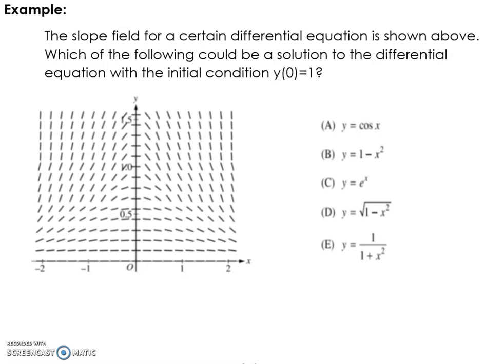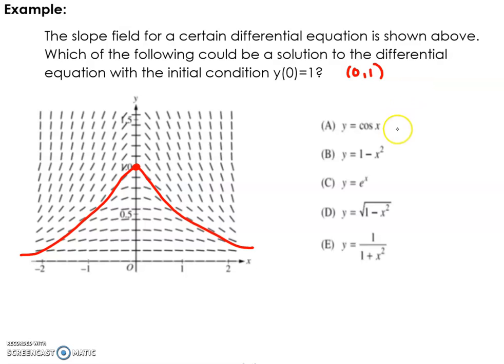Okay, and this last example, the slope field for a certain differential equation is shown below. Which of the following could be a solution to the differential equation with the initial condition y of 0 equals 1? So y of 0 equals 1 is just the point 0, 1. So I'm going to go to 0, 1, plug that in there. Then I'm just going to follow the shape of this. So from the right hand side, it's going to go down like that. And from this left side, it's going to go like that as well. So I want to look at my answer choices and see which one matches.